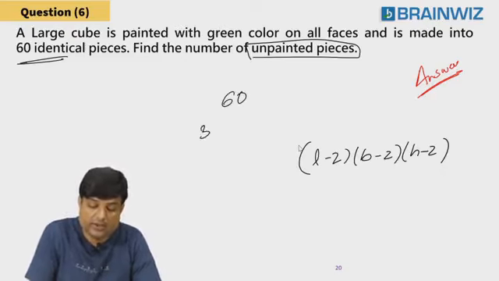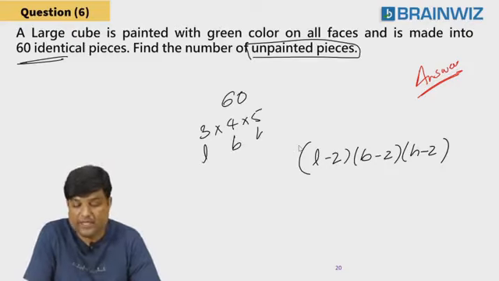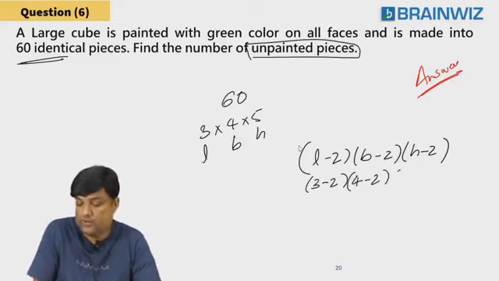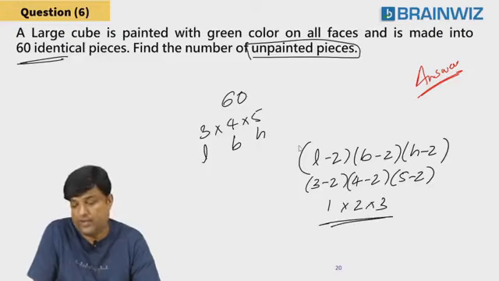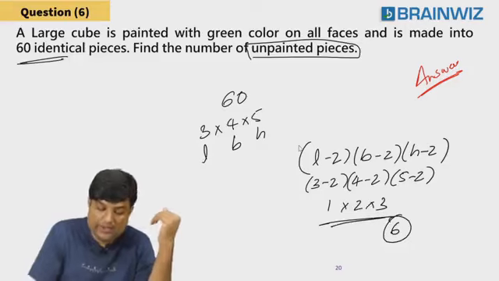60 can be written as 3 into 4 into 5. There is no n value here. One is acting like L, one is acting like B, one is acting like H. 3 minus 2 into 4 minus 2 into 5 minus 2. Tell me, students, what is it? 1 into 2 into 3, that is 6. Painted or unpainted? Unpainted.